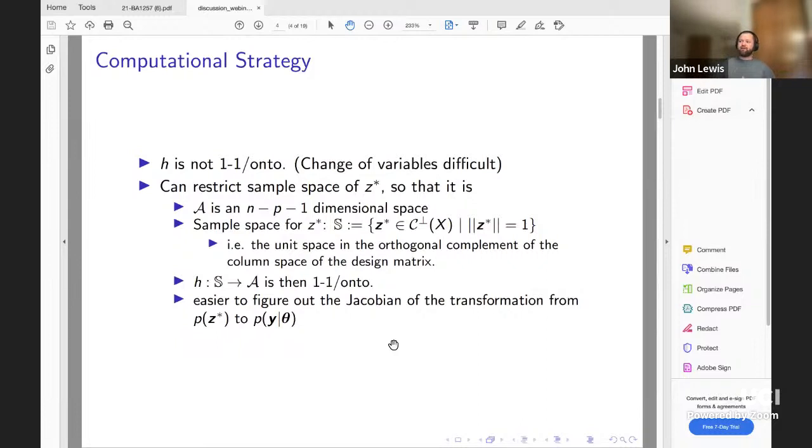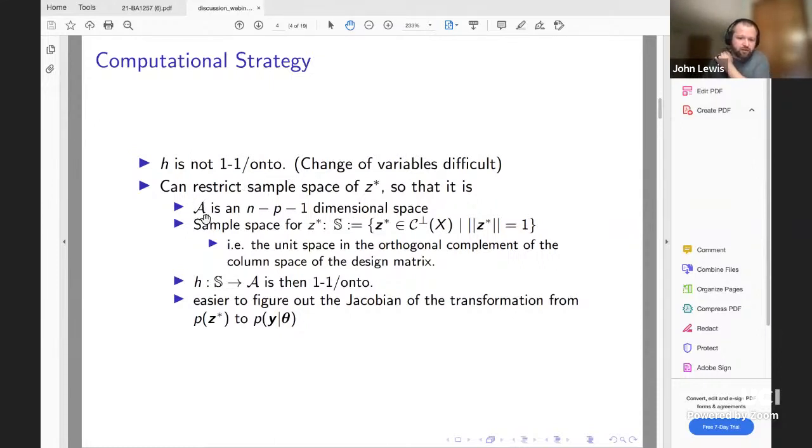Thinking about how those spaces change and the probability measure is a little bit difficult when you don't have a one-to-one onto transformation. But you can actually restrict the sample space of Z star so that from that smaller space, that transformation is one-to-one and onto. And so what we did here is described here.